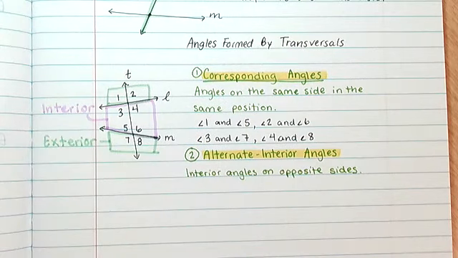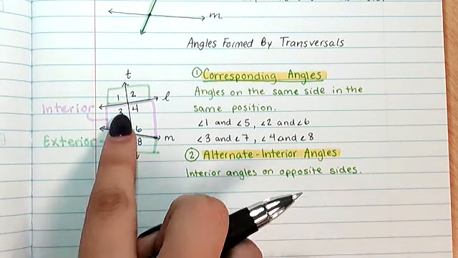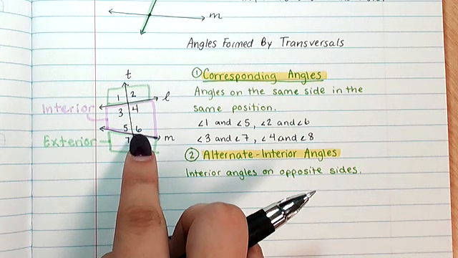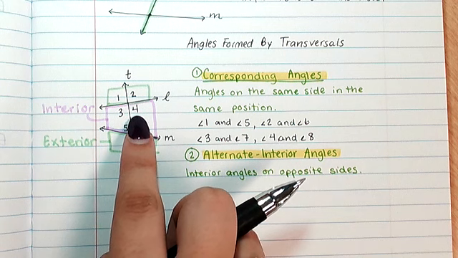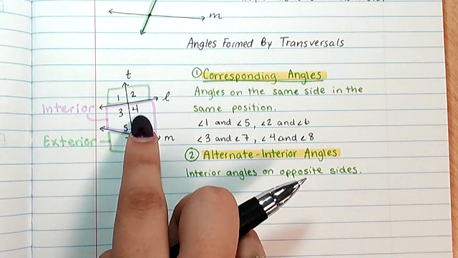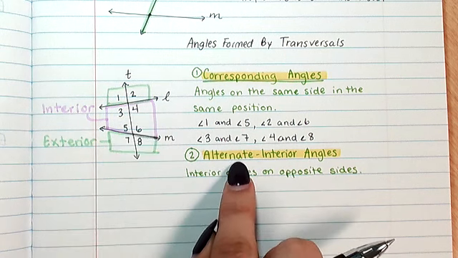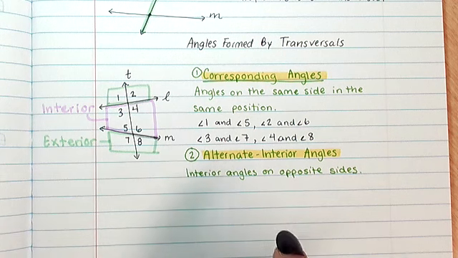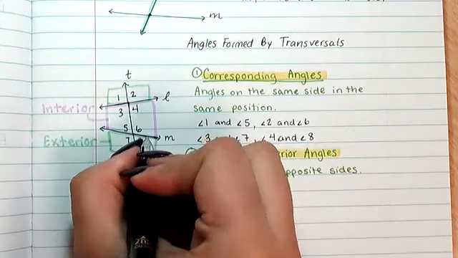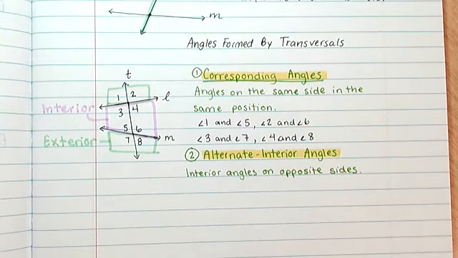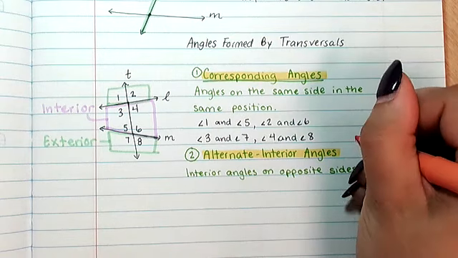So we have our interior and exterior, but for right now we're looking at interior. So we're talking about 3, 4, 5, and 6, and they're on opposite sides. So 3 and 4 are on opposite sides, and they are on the interior, but this word alternate is very important. So when we're looking at alternate interior angles or exterior, we're thinking about a Z. So we're looking for non-adjacent, and that's an important note.